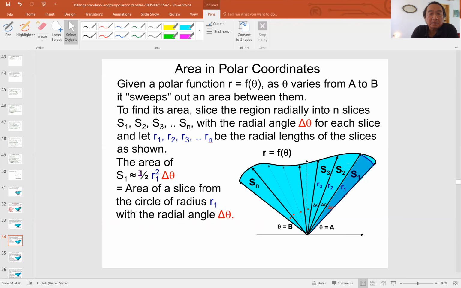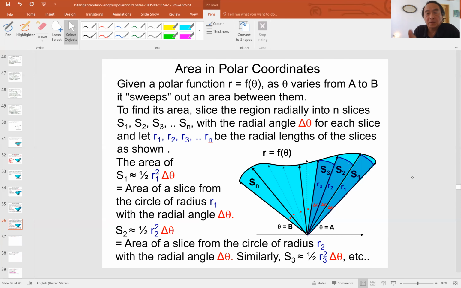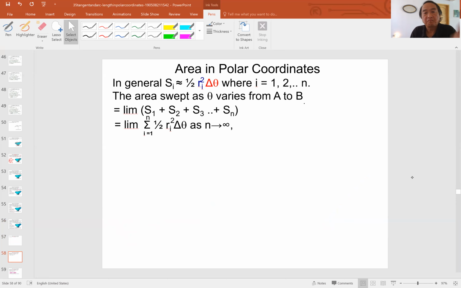This is the area of the circular slice. It's roughly S1. And of course, S2 is roughly the second slice. Each slice changes because the radius changes, depending on theta. Now I add them up.